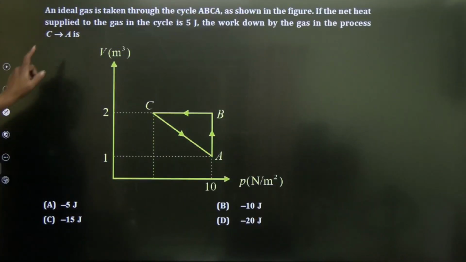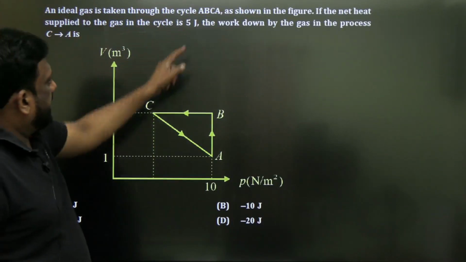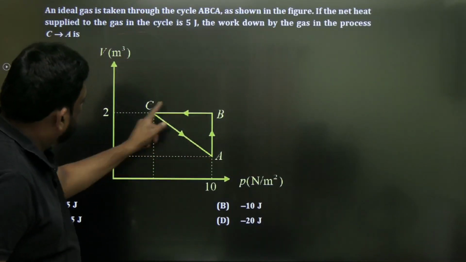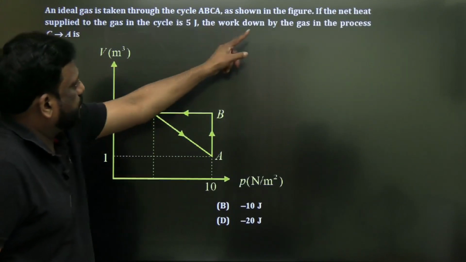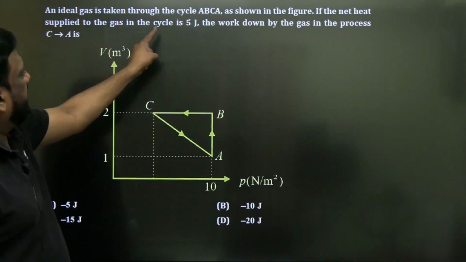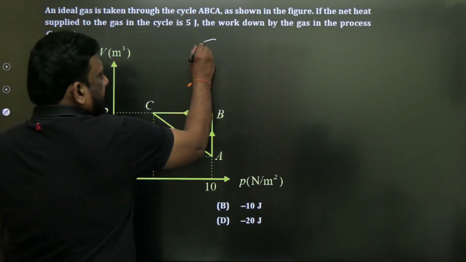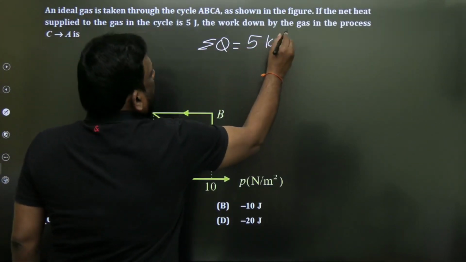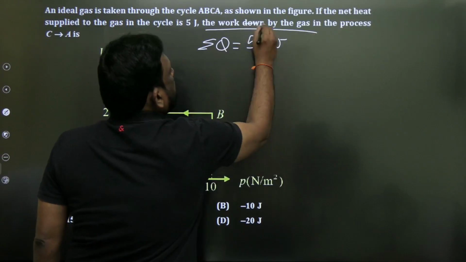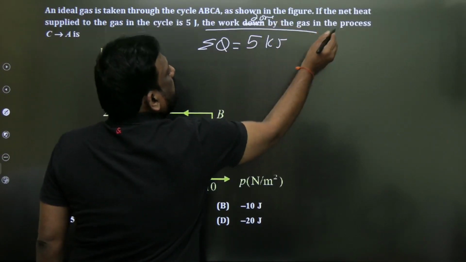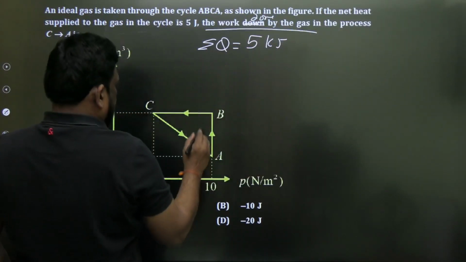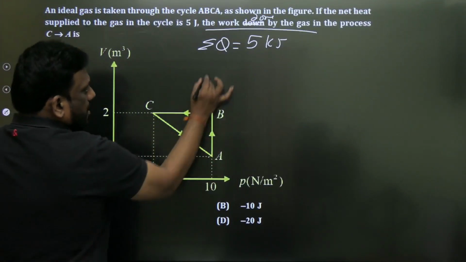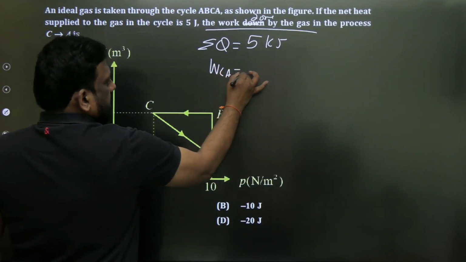Now, let us take this question. An ideal gas is taken through cycle A, B, C, A. This is one cycle as shown in figure. If the net heat supplied is 5 kilojoule, and the work done, it is not down, it is done. Work done by the gas in the process CA. He is asking, what is the work in the process CA?